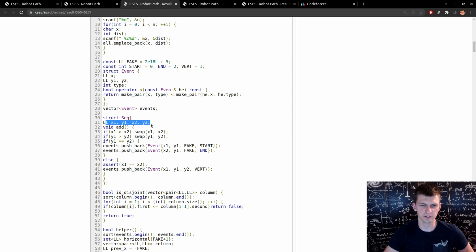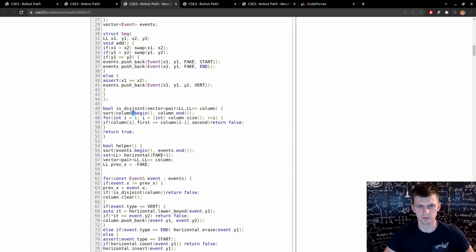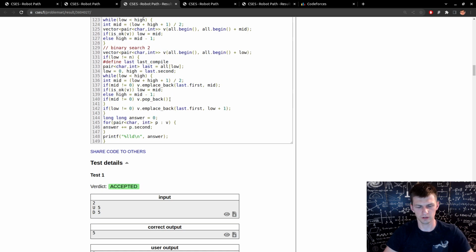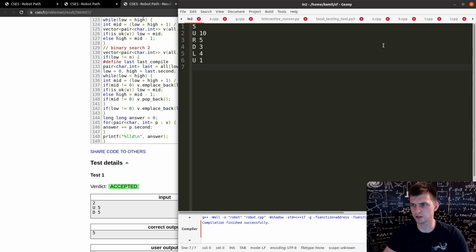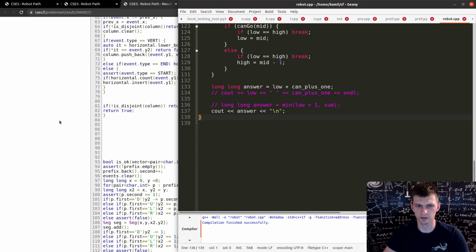I have a more general segment: starting X, starting Y, ending X, ending Y. And they have types, columns. Yeah, it's a very similar solution. It's longer, I think. How many lines do I have now? 140, then it's the same.